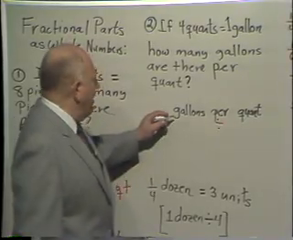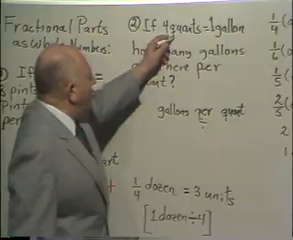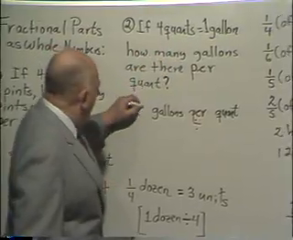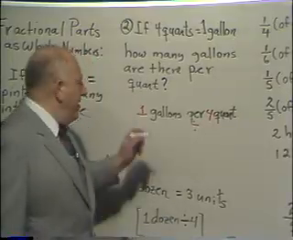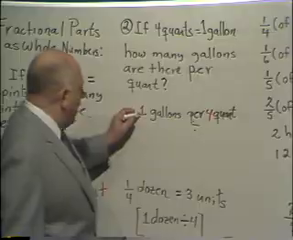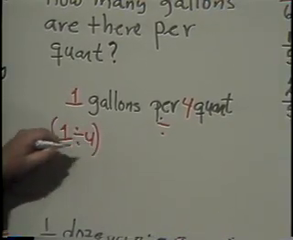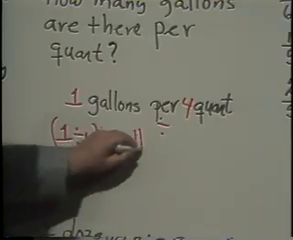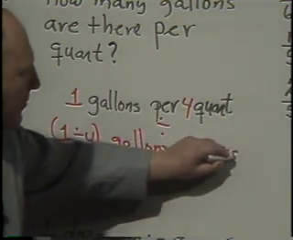Now we go look for our adjectives again. What adjective is modifying gallons? If we look back at the problem, since we have 4 quarts per 1 gallon, the 1 goes with the gallons and the 4 goes with the quarts. Now you see, we do the same thing as we did before. We're going to have 1 divided by 4, and the label is going to be gallons per quart.